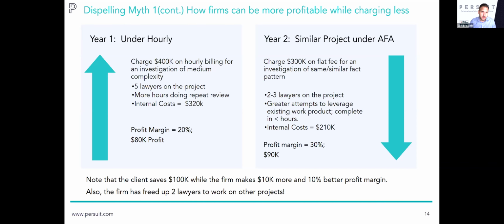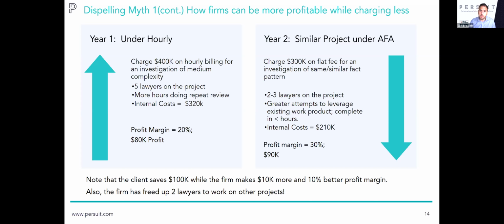So let's say year one under an hourly billing arrangement for an investigation of medium complexity, you've got 5 lawyers on the project. Maybe 4 of them are senior associates, 1 partner. You're doing a lot of work. The actual internal cost to the firm, because of the amount of hours and the resources dedicated to that project, is $320,000. So the firm makes an $80,000 profit under that hourly billing arrangement, which is a 20% margin. And the client had to pay 400 grand.